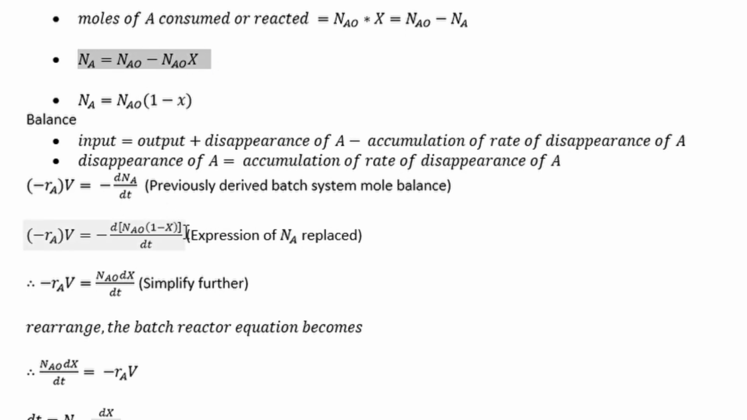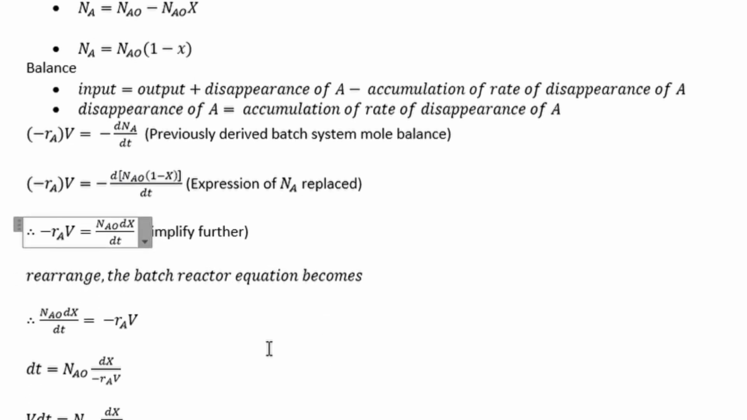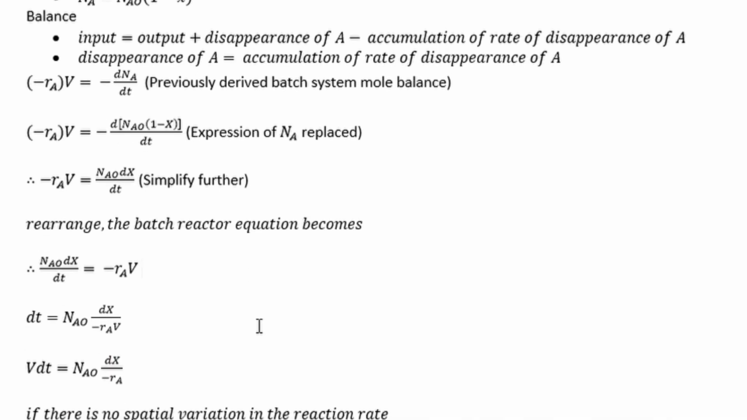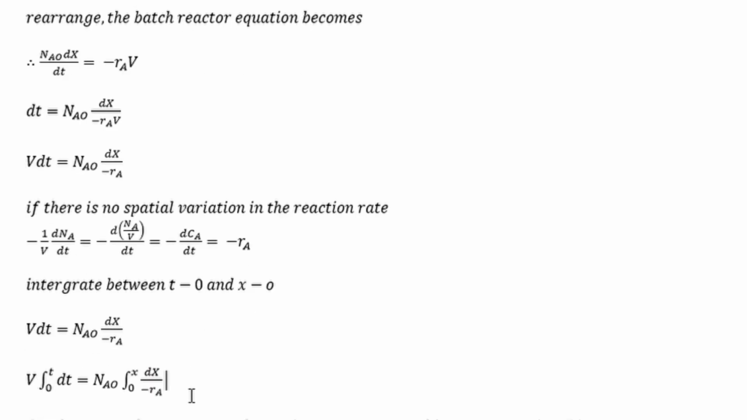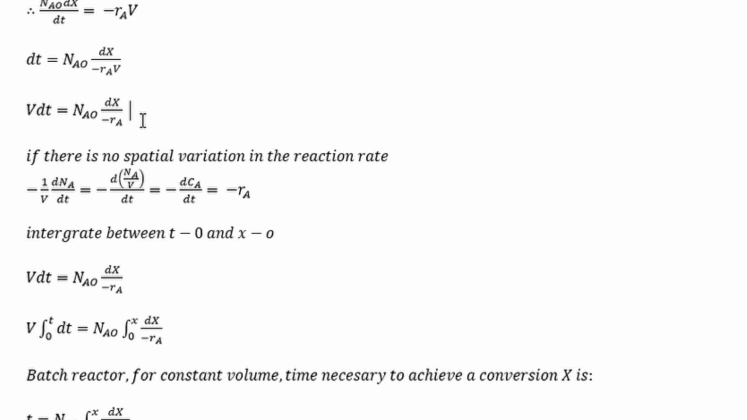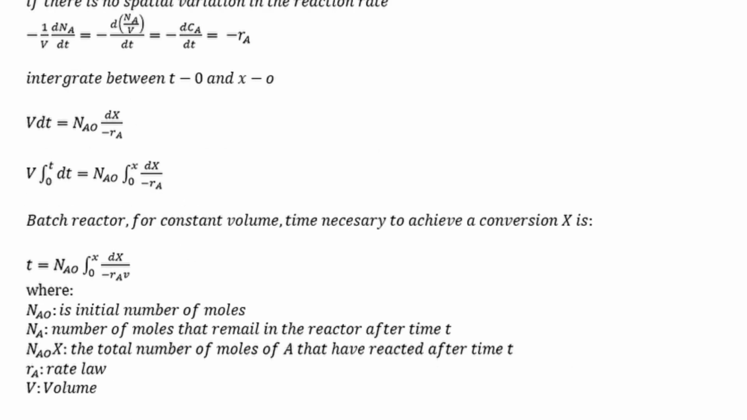Simplifying further, you will get here. You can rearrange the equation, making dt the subject of the formula, or the other way around. We can integrate this expression as shown below, which therefore results, for a batch reactor, in the time necessary to achieve the conversion X.